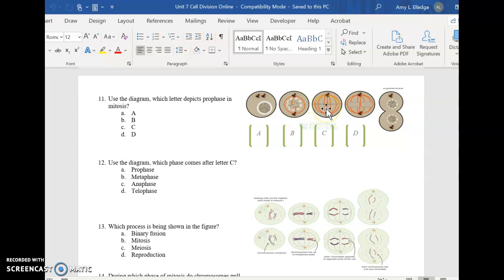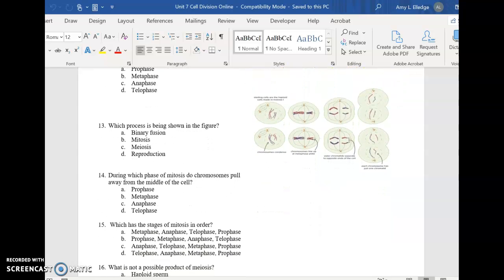But if we're not sure, looking at C, there's no nucleus already there and your chromosomes are in the middle. That's metaphase, which gives us the answer to 12. D is when they pulled apart. That's anaphase. And the last one, this is telophase, where you got the cleavage furrow forming. Again, you almost have 2 cells. After that, you would do cytokinesis. So 11 should be B, and 12, which I already gave you the answer to, is going to be also B, metaphase.